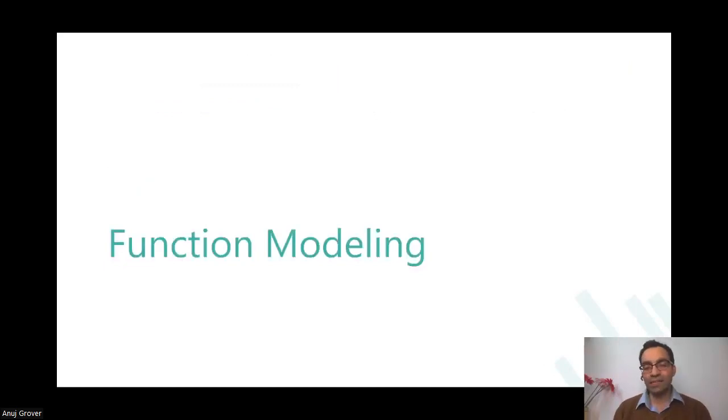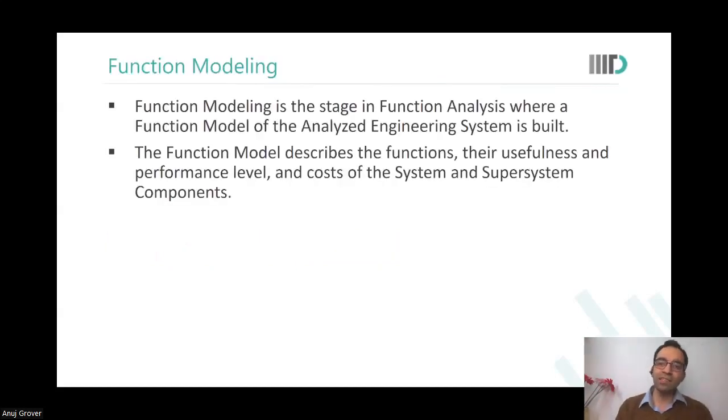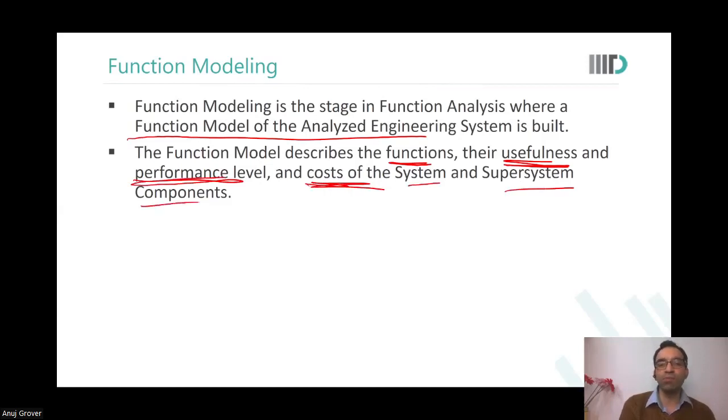After we have done the interaction analysis, we go to the final step, which is called function modeling. Now is where we will start to identify which function is not working well, because of which the problem is appearing. So function modeling is the stage in function analysis where a function model of the analyzed system is built. The function model describes the functions, their usefulness, performance level, and costs at the system and the super system components.